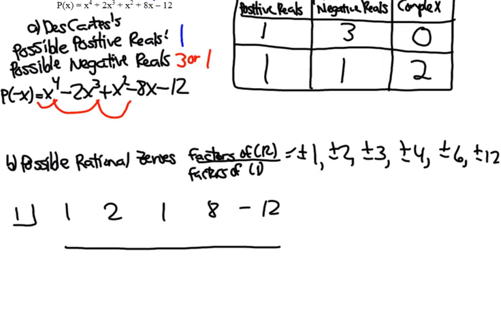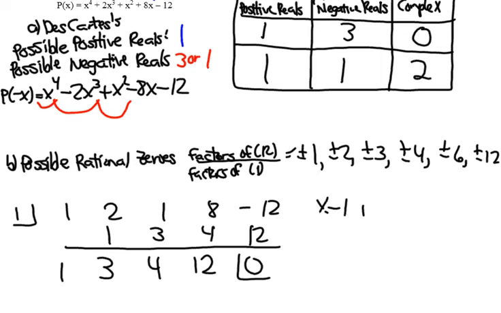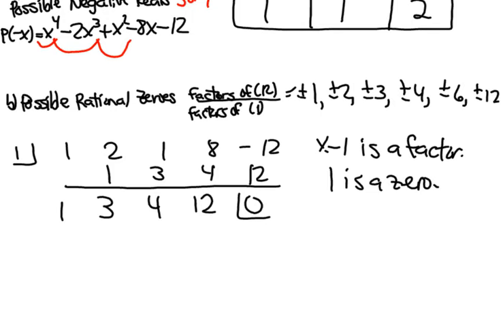Okay, so let's do the synthetic division for this. Notice the remainder again is 0. So what do I know? x minus 1 is a factor, and 1 is a 0. So now I want to be able to write this out to see what this looks like. So it's what? x cubed plus 3x squared plus 4x plus 12.